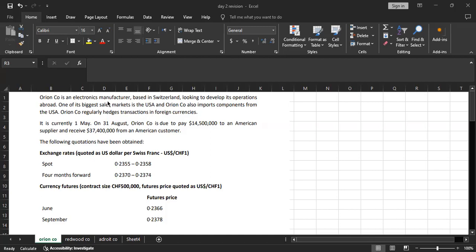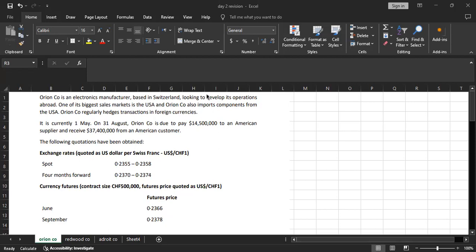So guys, in this question, what is the home currency? The home currency will be the Swiss franc, and as the company is selling into the USA and also importing components from the USA, in this question the home currency is Switzerland's and the foreign currency will be the US dollars.